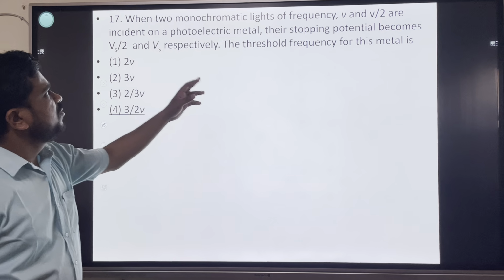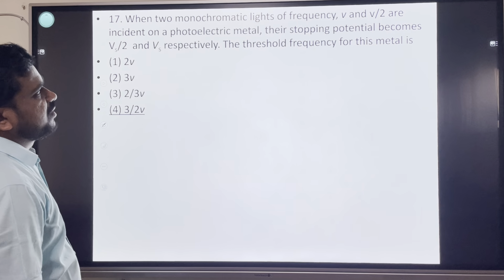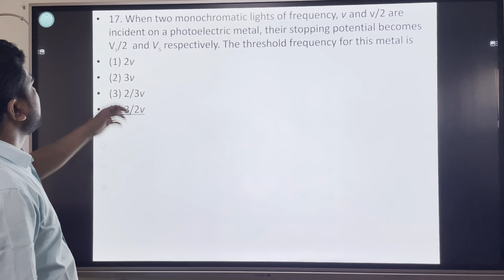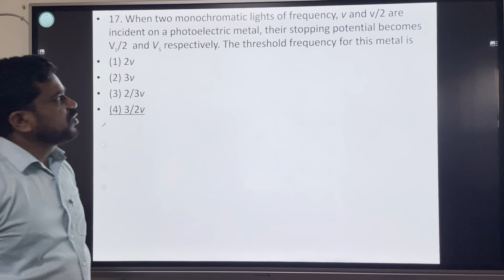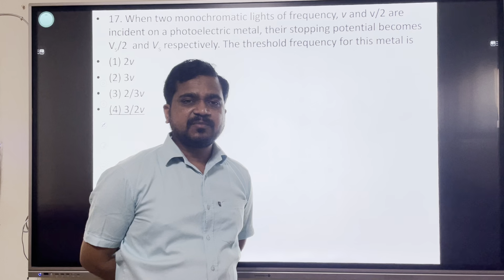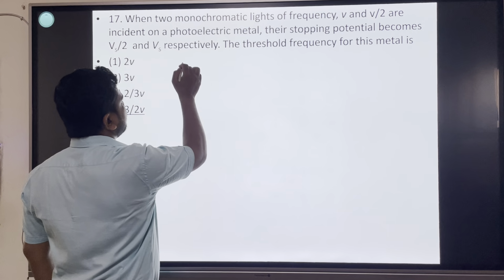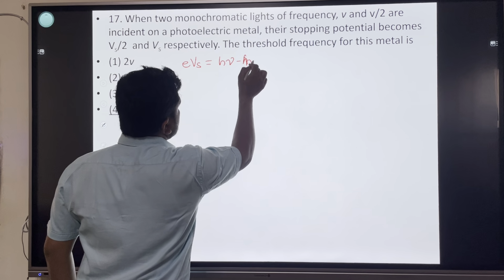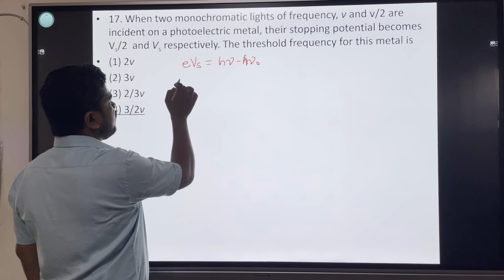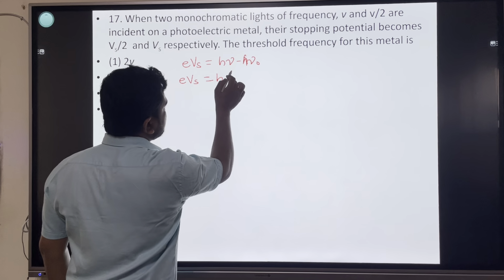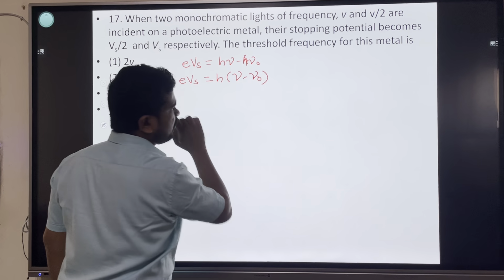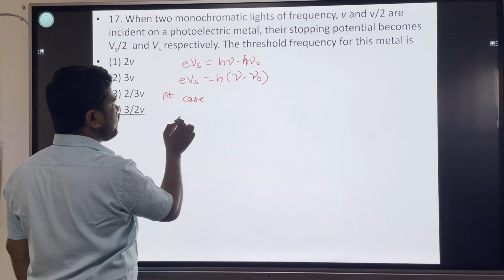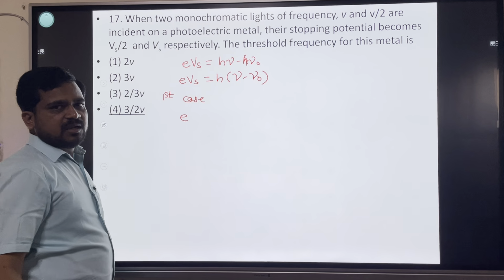Next, when two monochromatic lights of frequency nu and nu upon 2 are incident on a photoelectric metal, the stopping potential becomes Vs upon 2 and Vs respectively. The threshold frequency of this metal is? The stopping potential formula: eVs is equal to h nu minus h nu 0. Okay, eVs is equal to h into nu minus nu 0. We will use the first case. What is the first case? Here e is the electron charge.